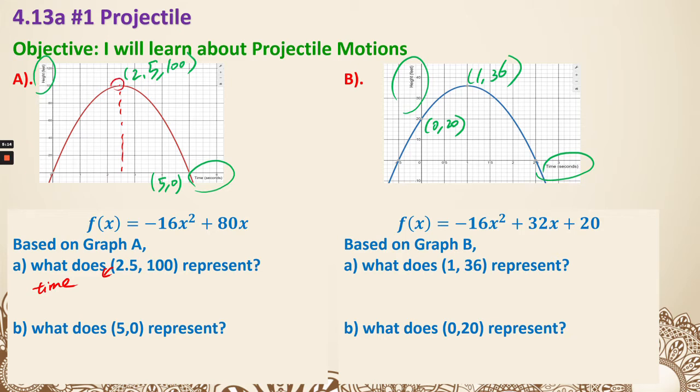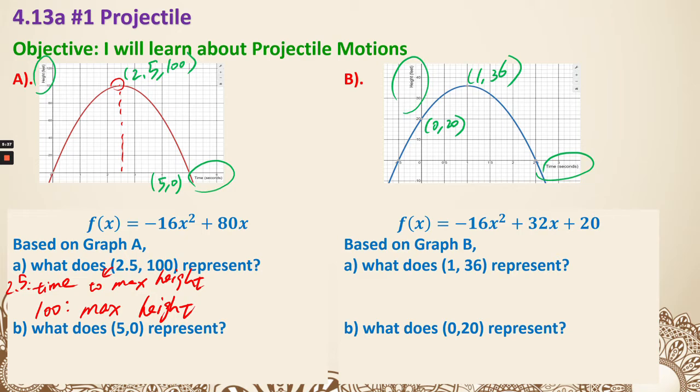Well, this happens to be the vertex, which is the highest point. So the 2.5 actually represents time to the maximum point. As for 100, that is the height of the maximum point, so it's going to be maximum height. So time to maximum height for the 2.5, and the 100 itself is the maximum height.